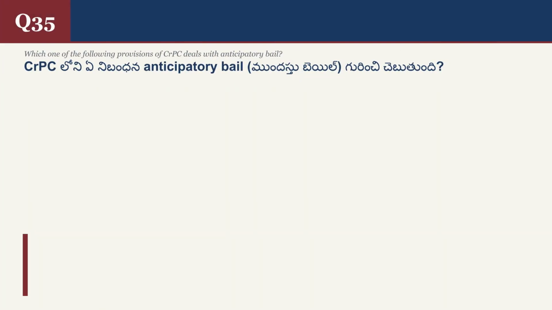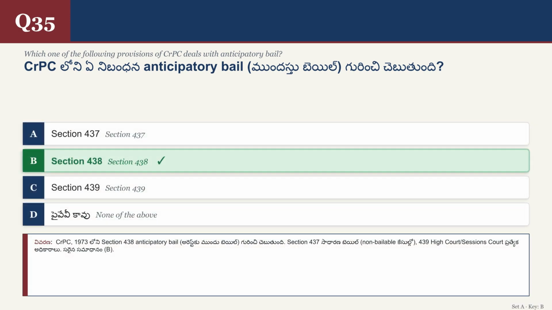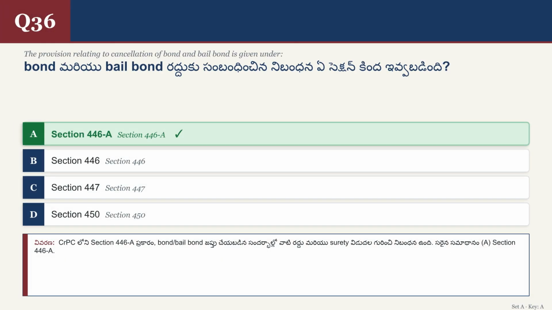Question 35 asks which provision of the CrPC deals with anticipatory bail. The correct answer is B, Section 438. Question 36 asks where the provision relating to the cancellation of bond and bail bond is given. The correct answer is A, Section 446A of the CrPC.